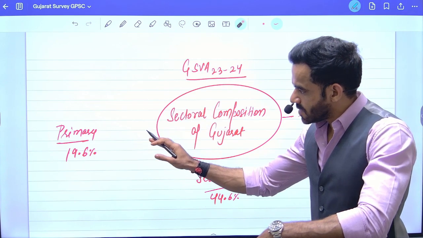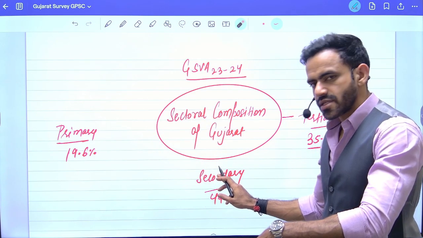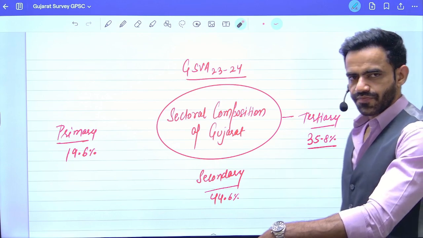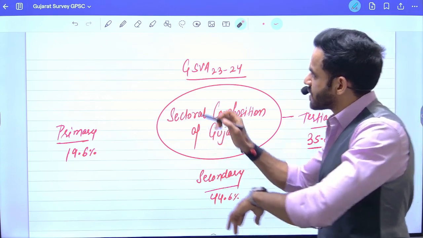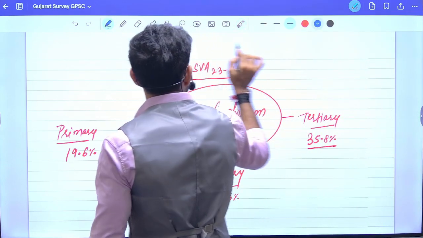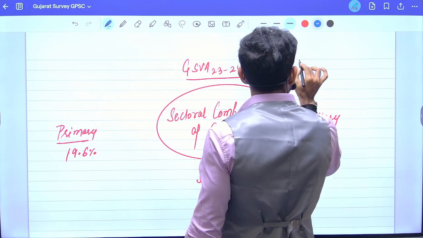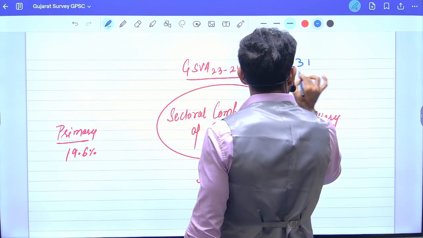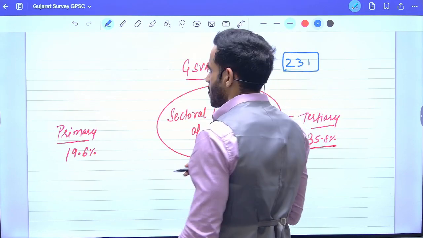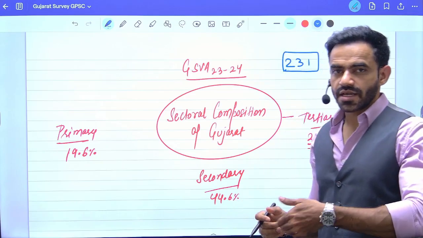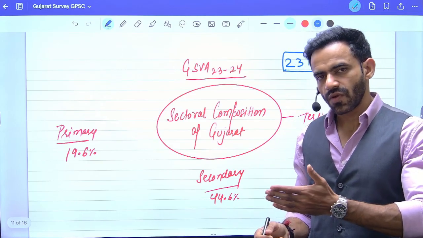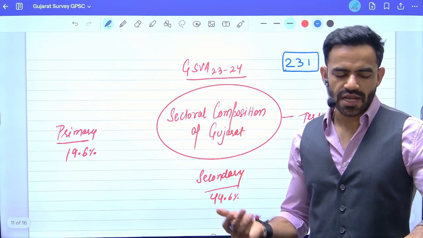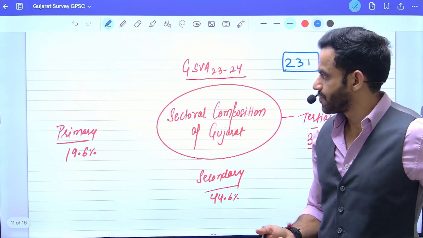This is agriculture and associated activity, this is industry, and this is services. So in terms of sectoral contribution, can I simply say the contribution is like this: 2-3-1. 2 basically means the industrial sector, 3 means the services sector, 1 means the primary sector, agriculture and associated activities.